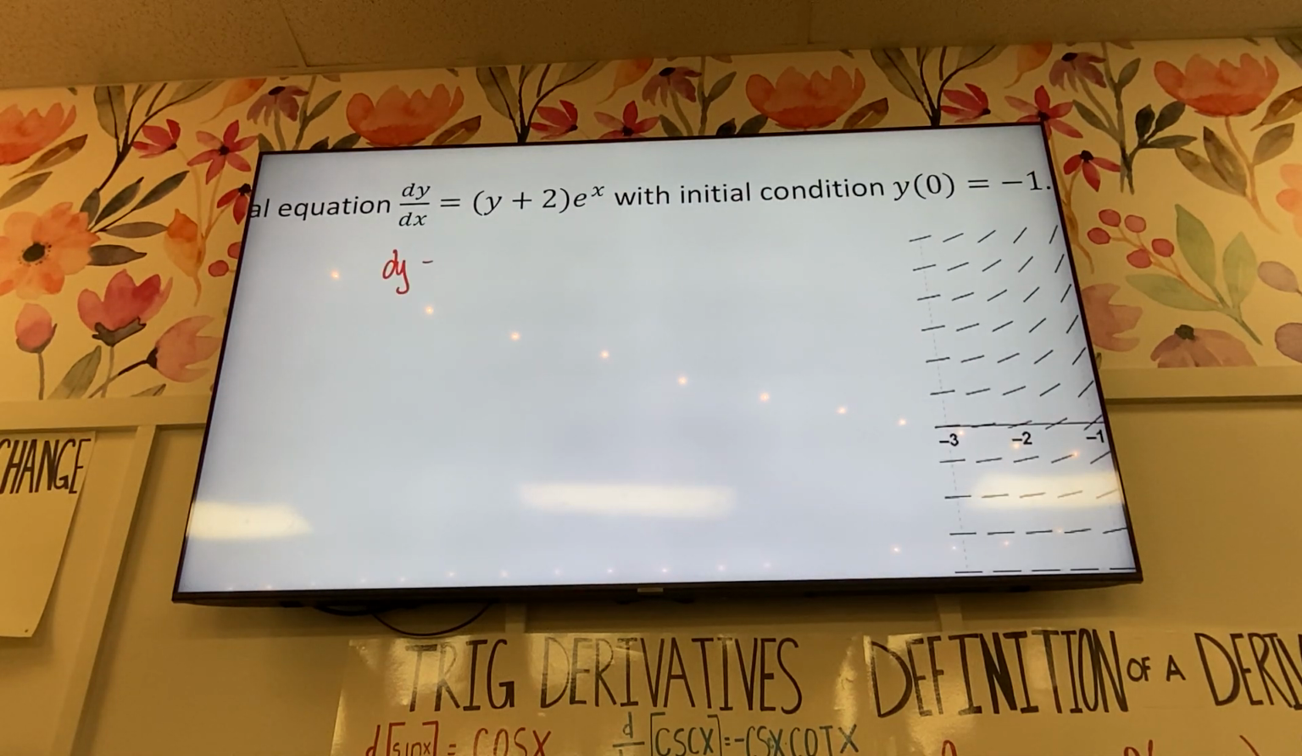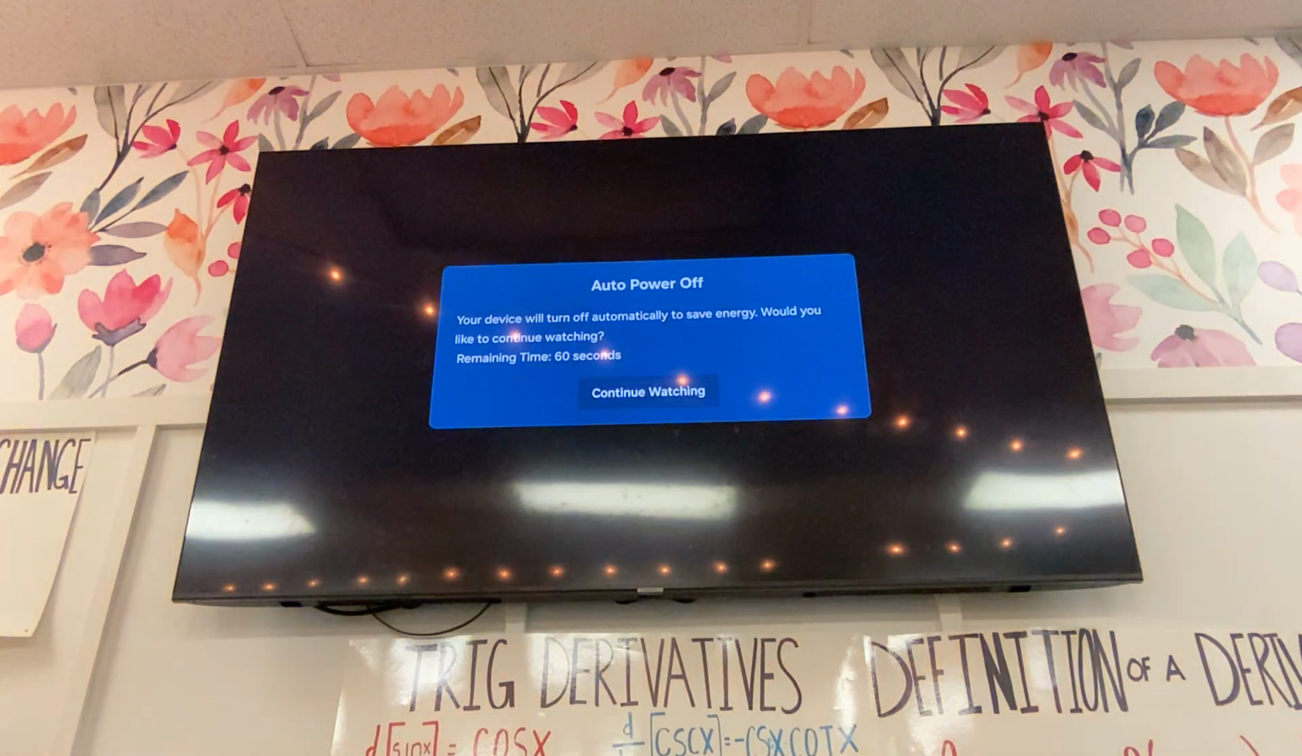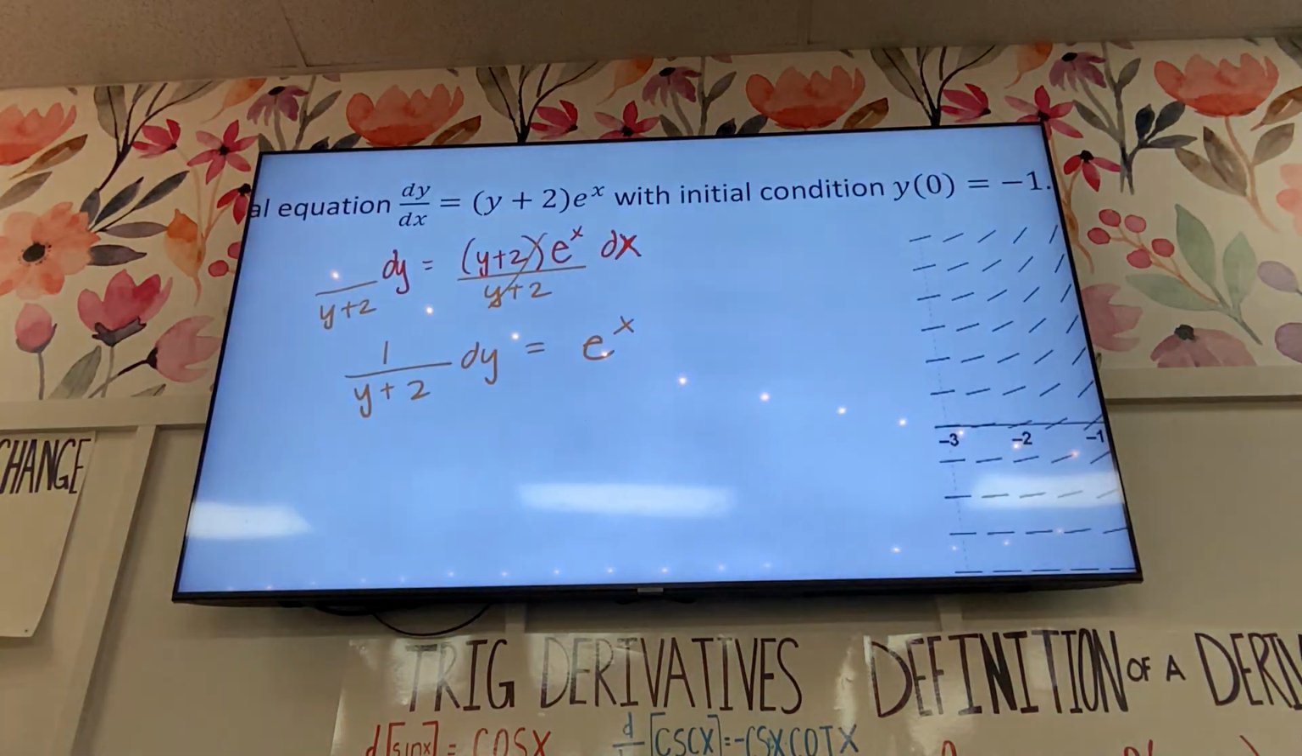All right, so I'm going to move the dx over. And then what do you have to get rid of? The y plus 2. So I'm going to divide by y plus 2. Now is this an ln? Yes, because y does not have an exponent. All right, so when your variable doesn't have an exponent, it is going to be an ln, even though it has that plus 2. Technically, this is a u sub, but it's an easy u sub that we can kind of do in our head.